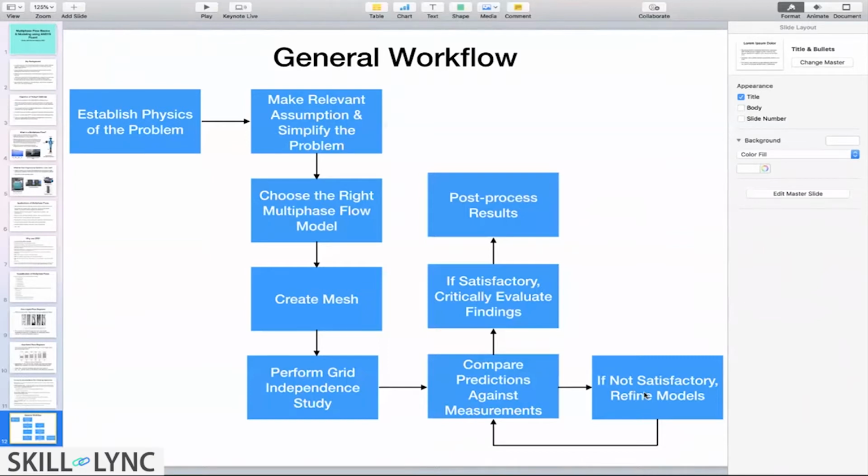And finally, if you get satisfactory results, you would make sure that your results are satisfactory by comparing your predictions against some experimental data from your lab, or from your chemical plant or equipment or whatever. If you don't have relevant experimental data, you would go and look for a suitable system in the literature that you could replicate to make sure that your approach is well validated.